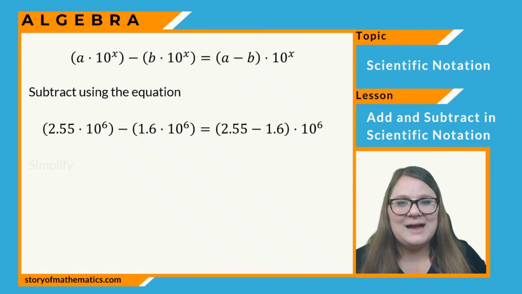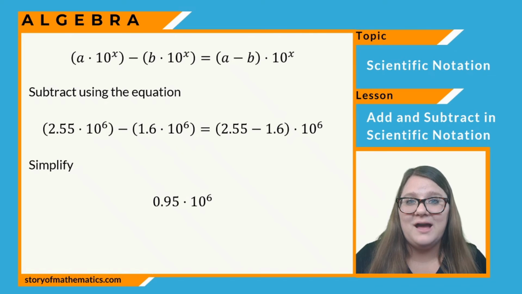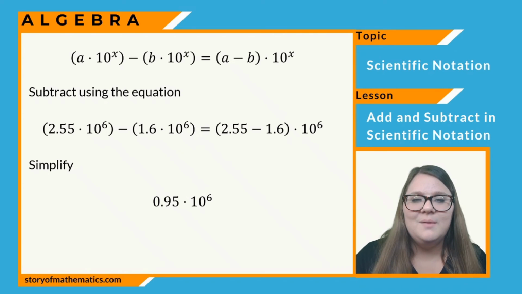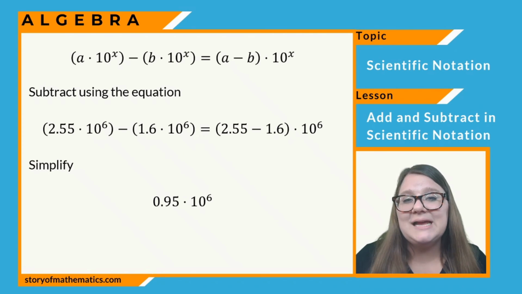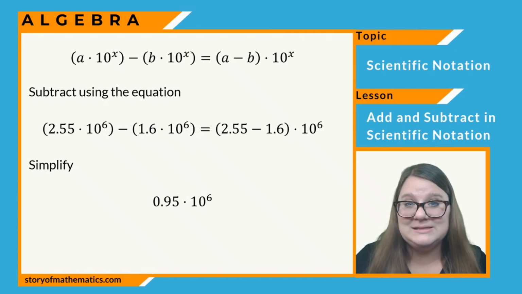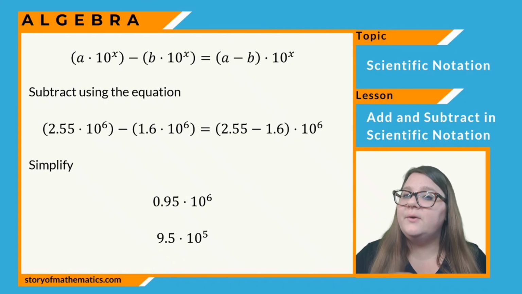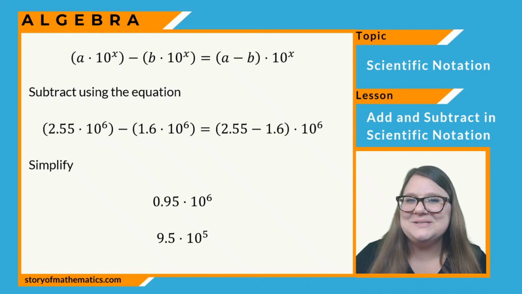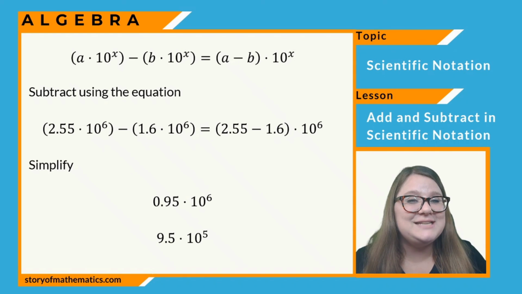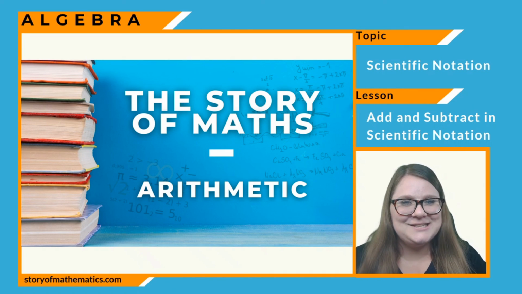When I subtract 2.55 and 1.6, I get 0.95 times 10 to the 6th. But notice that that is not technically in scientific notation because 0.95 doesn't have a number in the ones place. So I need to move the decimal once to the right, which decreases my exponent. So this becomes 9.5 times 10 to the 5th. And that's how you add and subtract in scientific notation.